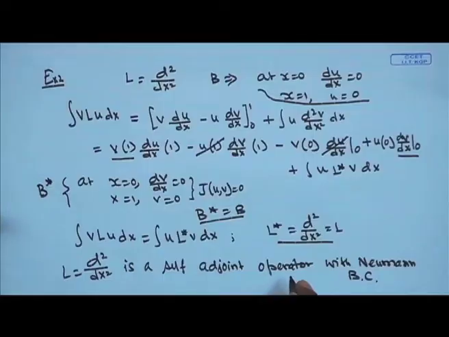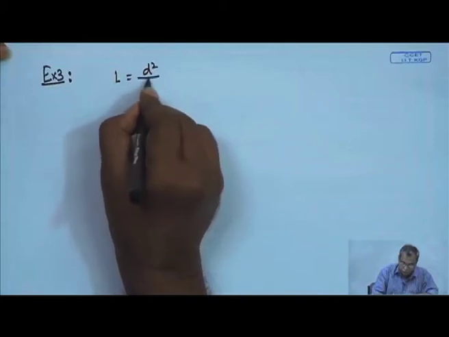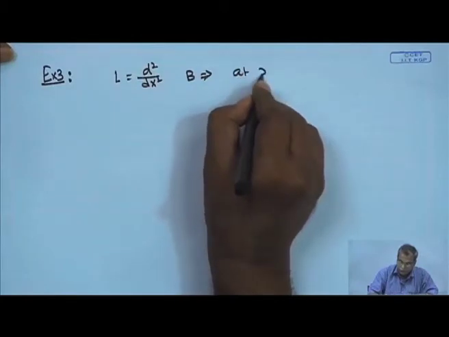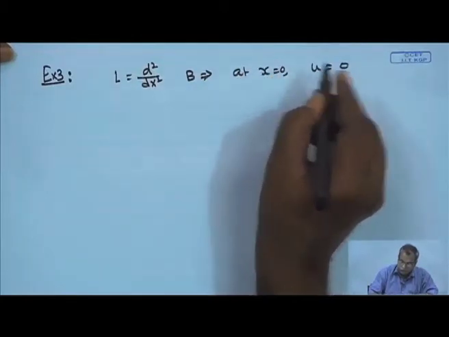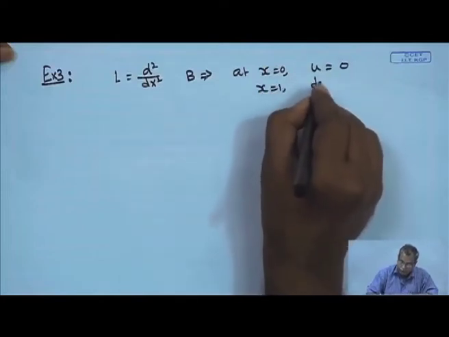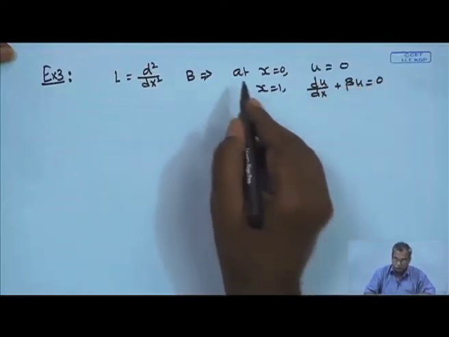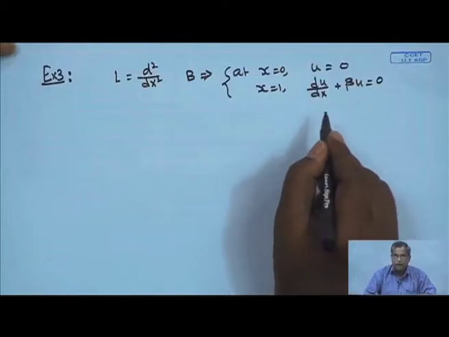Now, we will be redoing this problem once again by considering a Robin mixed boundary condition at x equal to 1, and we will show that again the one dimensional Laplacian is a self adjoint operator. So, let us go for a third example quickly. We have the same one dimensional Laplacian as the operator d square dx square, and B will be: at x equal to 0, u is equal to 0. At x equal to 1, I have du/dx plus beta u is equal to 0. So, we have the Robin mixed boundary condition at x equal to 1.